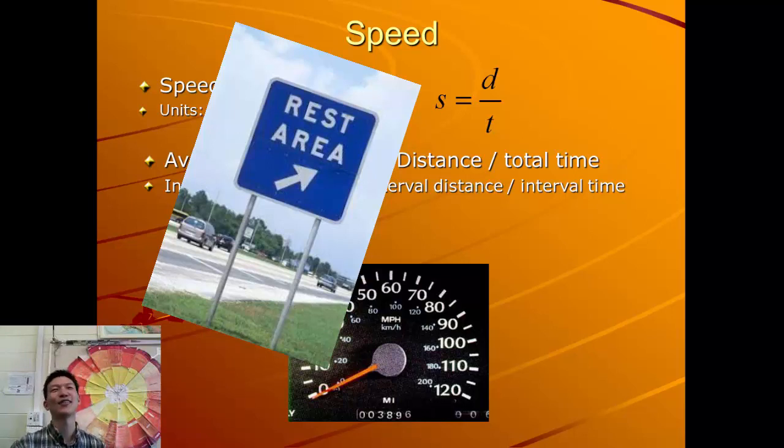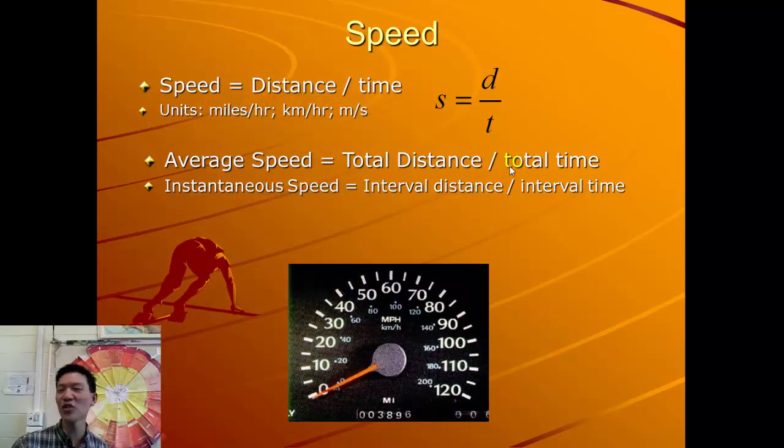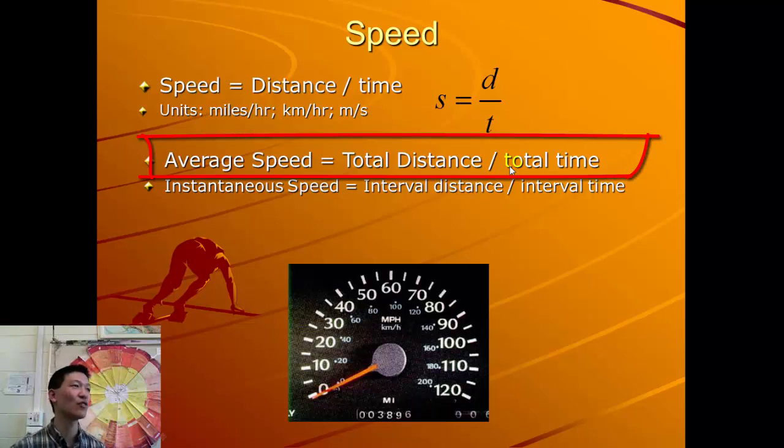But then our average speed is like 35 miles an hour. It takes us like 10 hours to get there. So you just take your total distance over total time. How do you get the total distance your car has driven? Anyone know? Little trick, right?